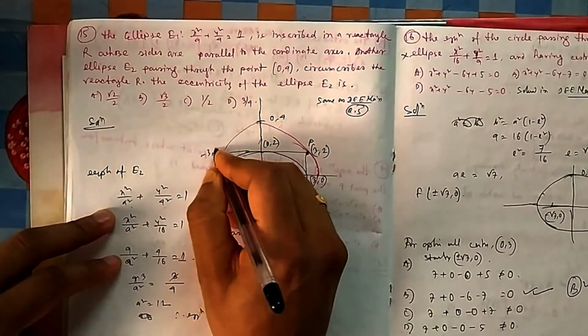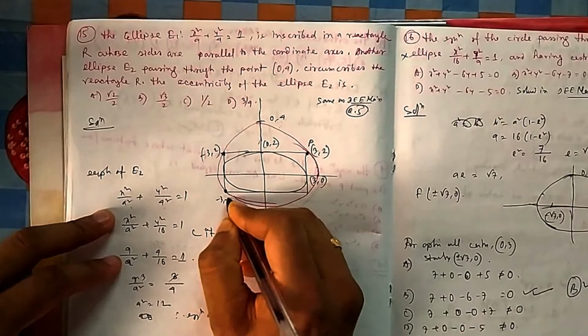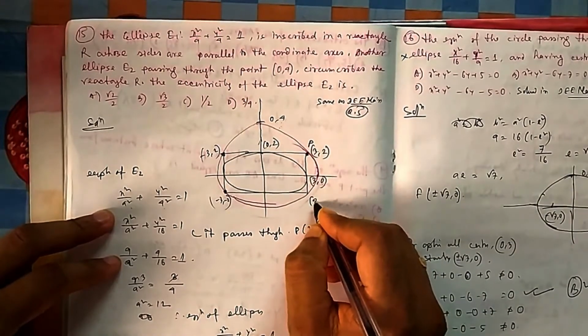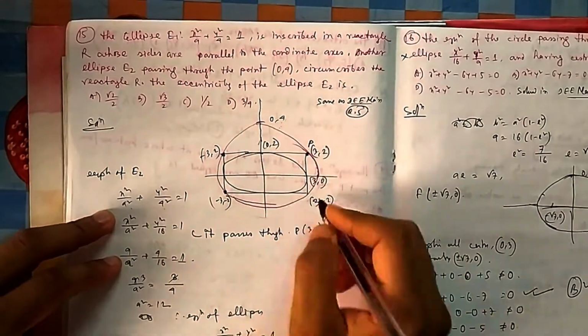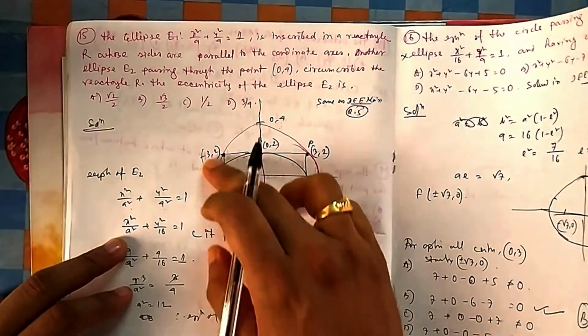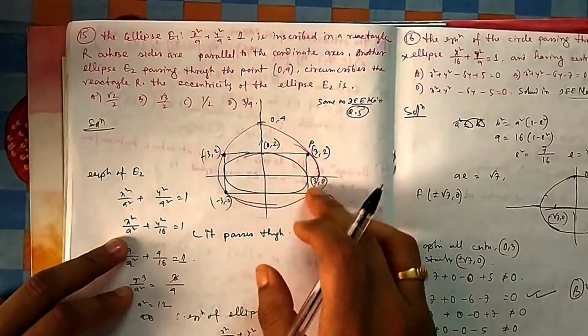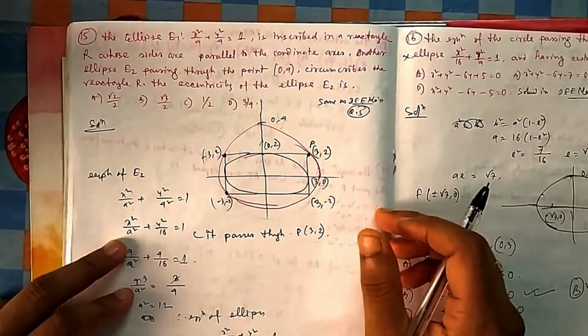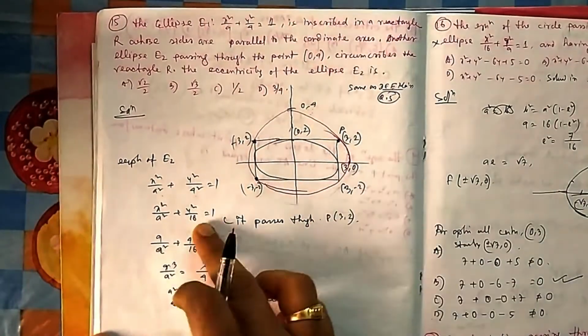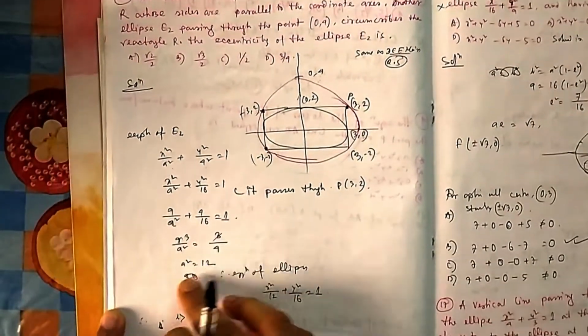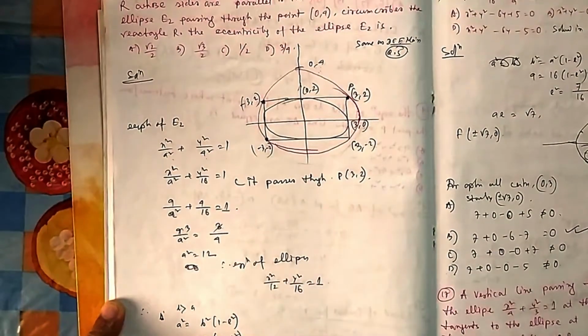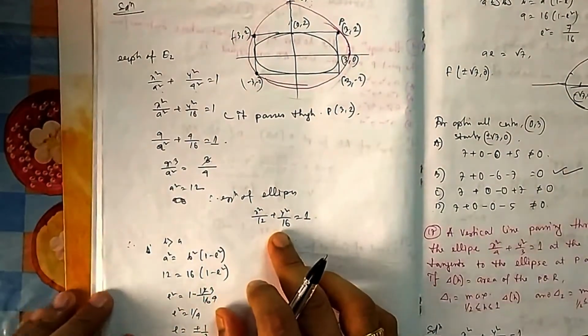This point will be (-3, 2). This point will be (-3, -2). This point will be (3, -2). You put any point, and that should satisfy, because the outer ellipse also passes through these 4 points of the rectangle. So suppose I put (3, 2) here, it should satisfy. From here you will get A square. Once you know A square, then you find the complete equation of that ellipse.